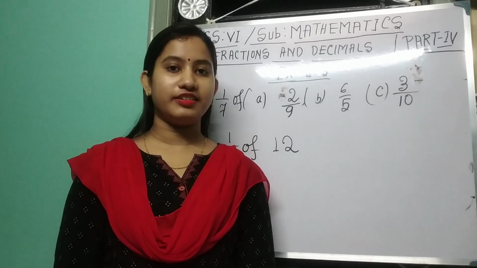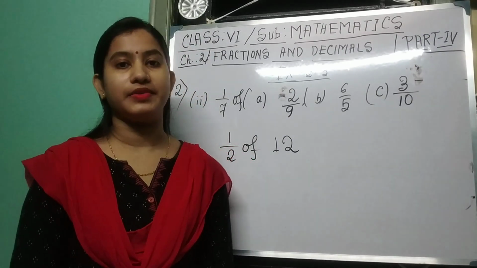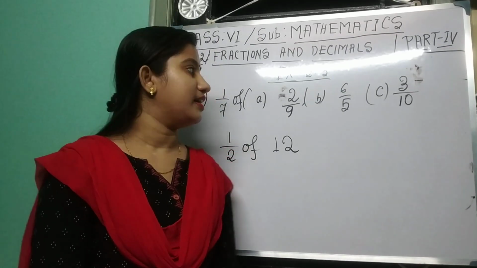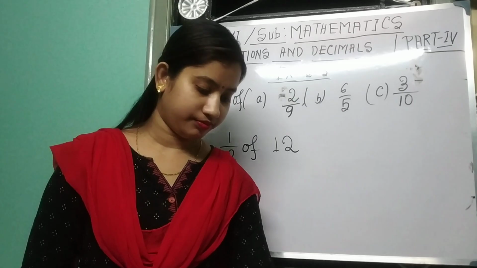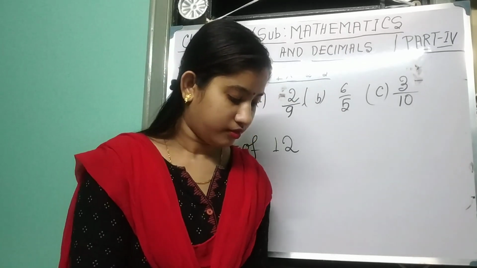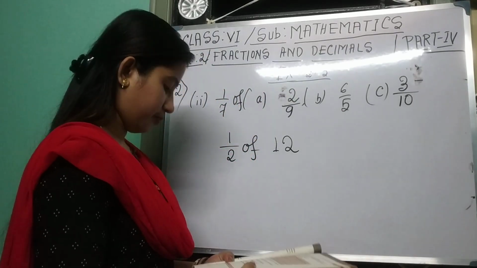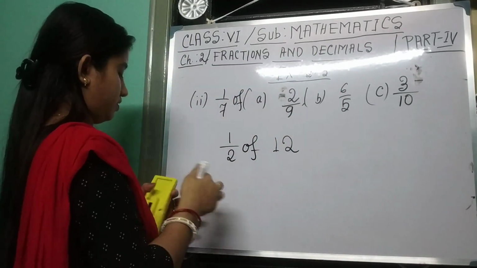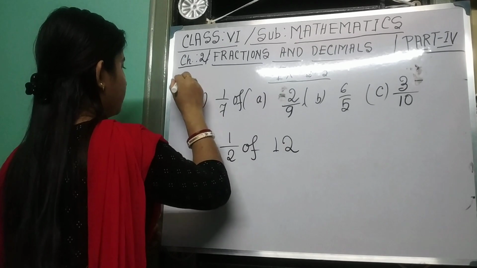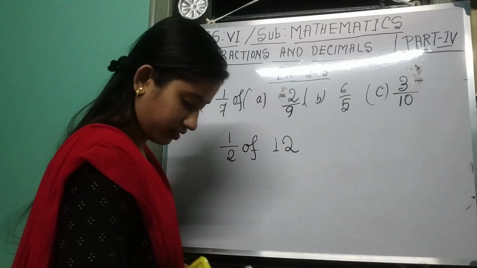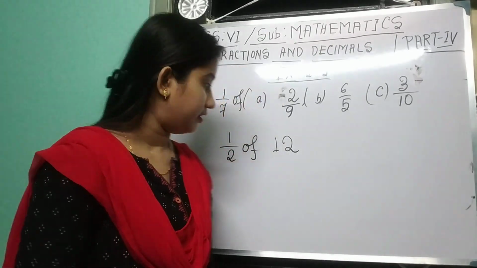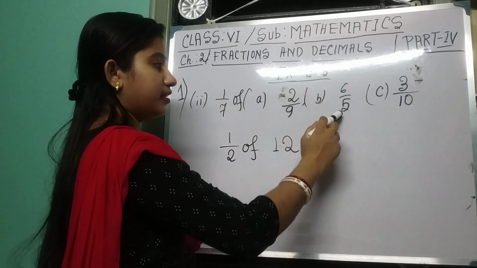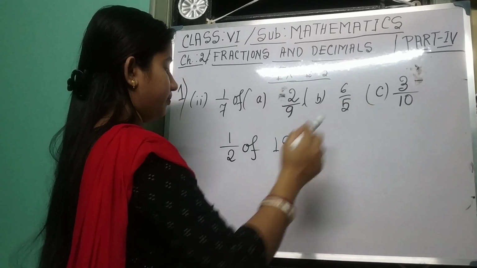My dear students, I will take Class 7 Mathematics, Chapter 2, Fractions and Decimals, Exercise 2.3. First, number 1, question 2. Let's say, find 1/7 of 2/9, 6/5 and 3/10.